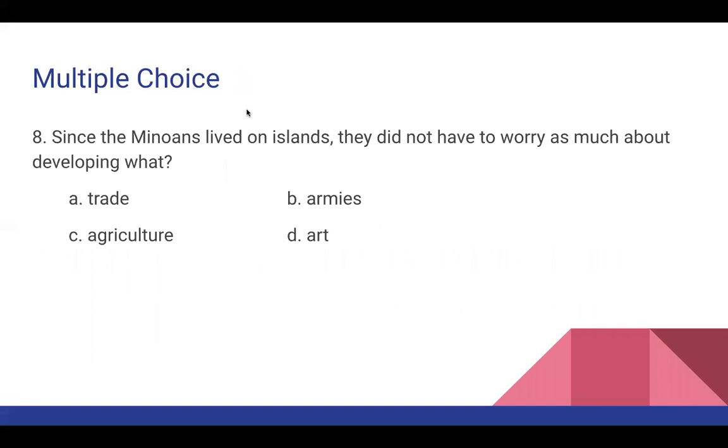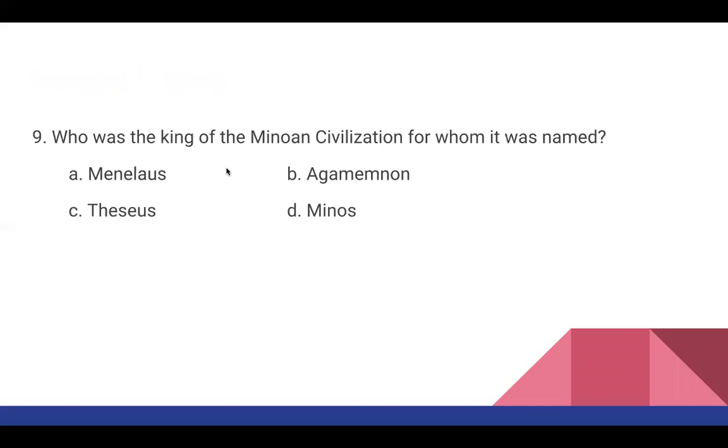Following is multiple choice. Since the Minoans lived on islands, they did not have to worry as much about developing what? The answer is armies. Who was the king of the Minoan civilization for whom it was named? The answer is D, Minos.